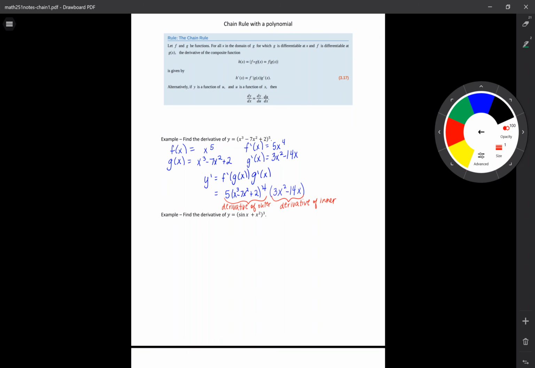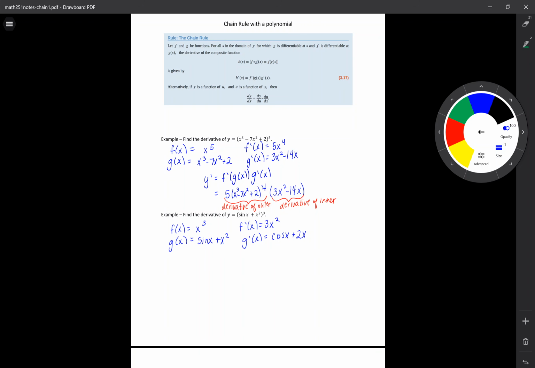In the second one, we want to find the derivative of y equals sine x plus x squared, all of this to the power of 3. So what is our outer function? Well, our outer function is f of x equals x cubed, and our inner function g of x is equal to sine x plus x squared. And again, if we wanted to check our work to make sure that we have these functions right, we certainly could. This gives us that f prime of x is equal to 3x squared, and g prime of x is equal to cosine x plus 2x.